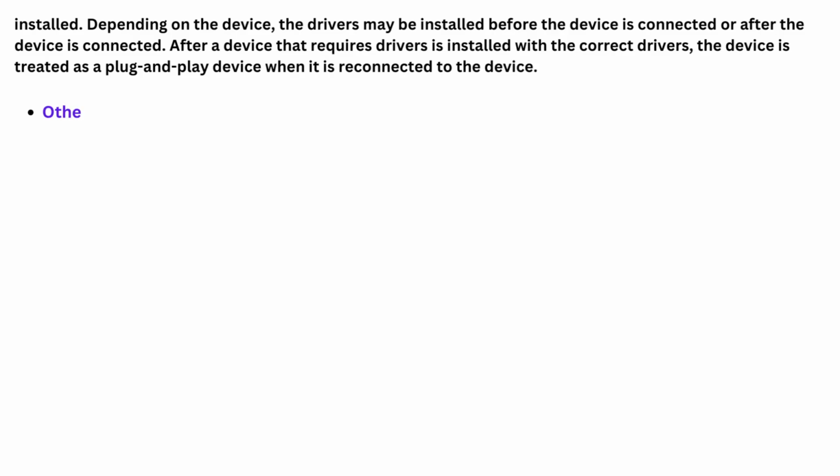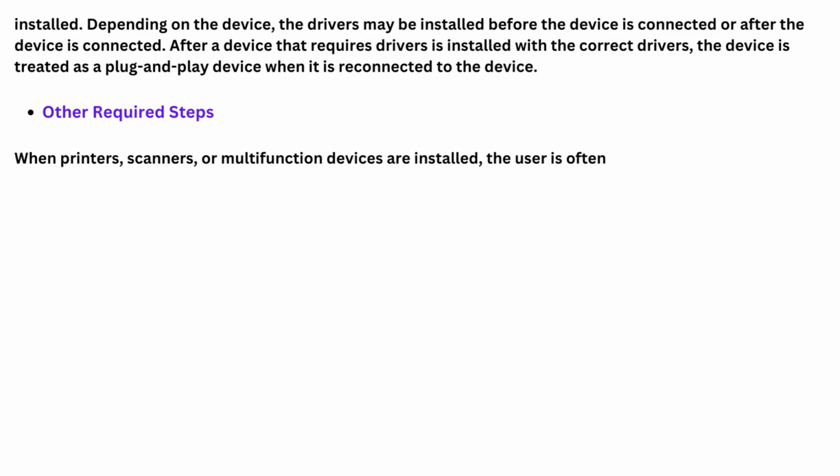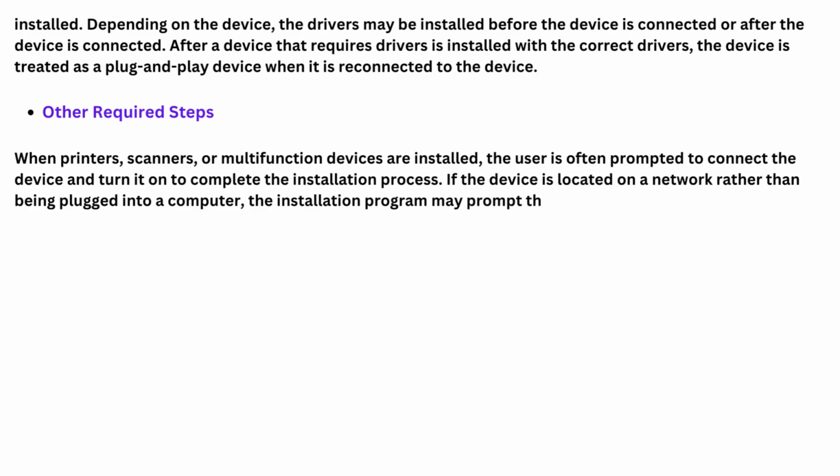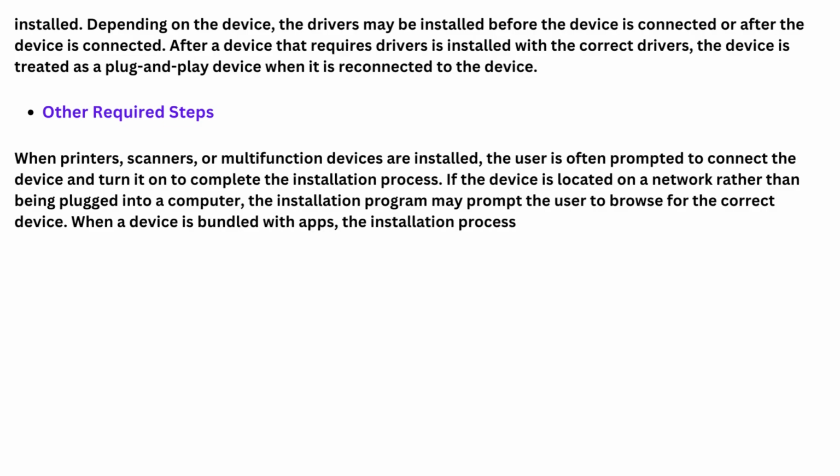Other required steps. When printers, scanners, or multifunction devices are installed, the user is often prompted to connect the device and turn it on to complete the installation process. If the device is located on a network rather than being plugged into a computer, the installation program may prompt the user to browse for the correct device. When a device is bundled with apps, the installation process may prompt the user to select whether to install any or all bundled apps.